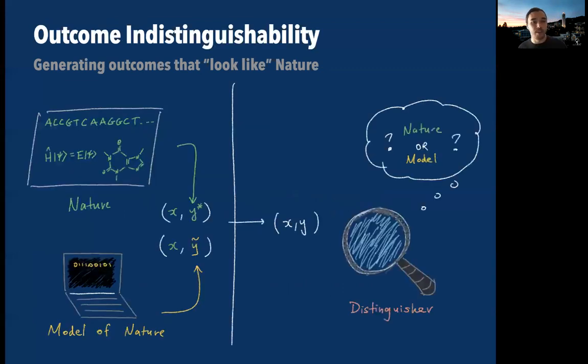To understand this goal at a high level, consider the following challenge. On the left, we're going to take an individual and an outcome sample from one of two models, either from nature, from the true individual outcome pair, or from our model of nature. Then we'll pass this sample to a distinguisher. The distinguisher's job will be to guess whether the individual outcome pair came from nature or came from our model of nature. And our goal will be to develop a model where the distinguisher can't succeed much better than random guessing.